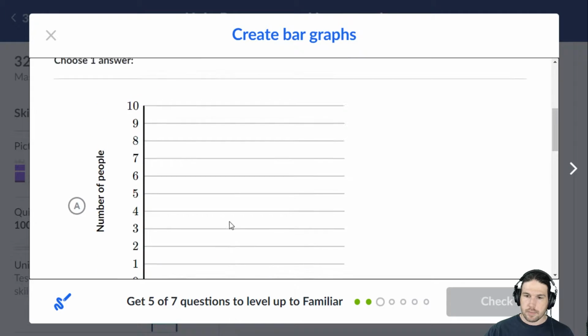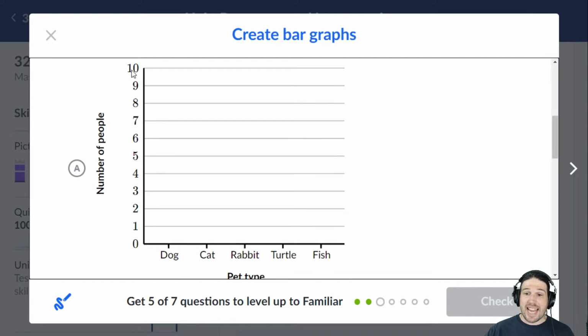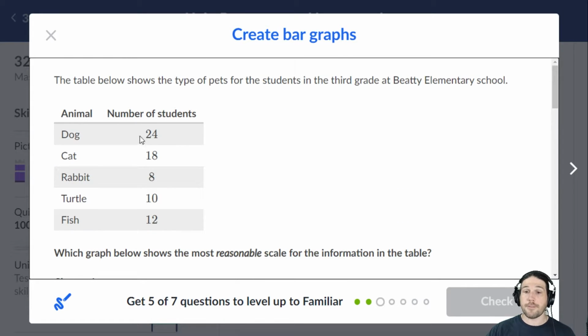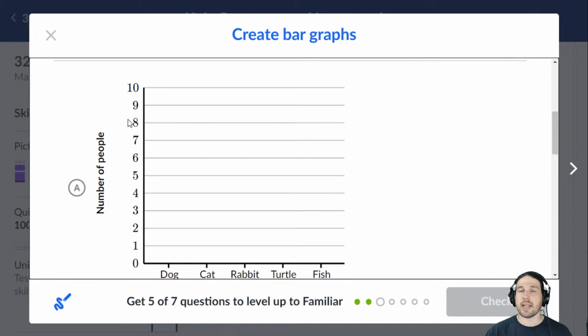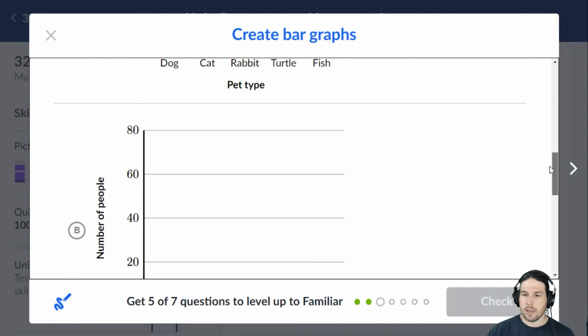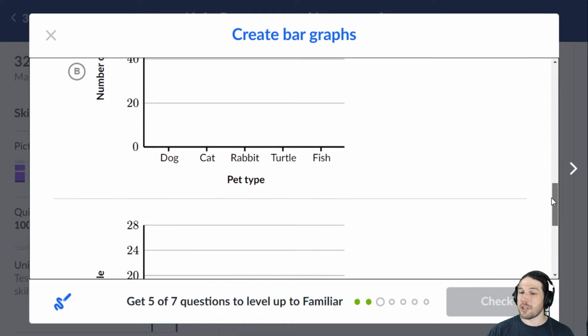So going up to 10 would not work. You wouldn't be able to see it, right? 24 people have a dog. You can't just scale it up to 10. Everything will be off the chart. 80 is probably too many.